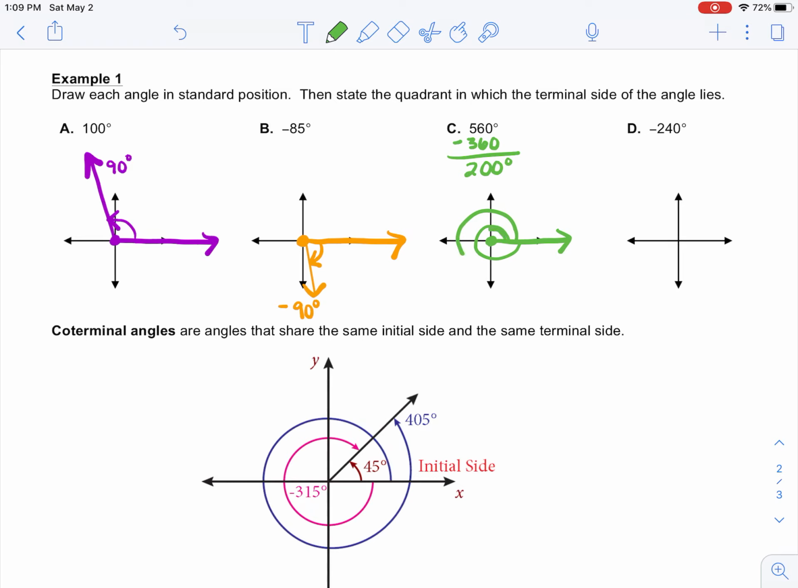So I've got my one loop is 360, and then I've got another 180, and then another 20 to get an extra 200. Okay, again, it is important that you show that it's gone around. The only way to show that is to do this little loop right here. Okay, so when you draw your angle, make sure you always put the direction and the number of times that the angle has gone around.